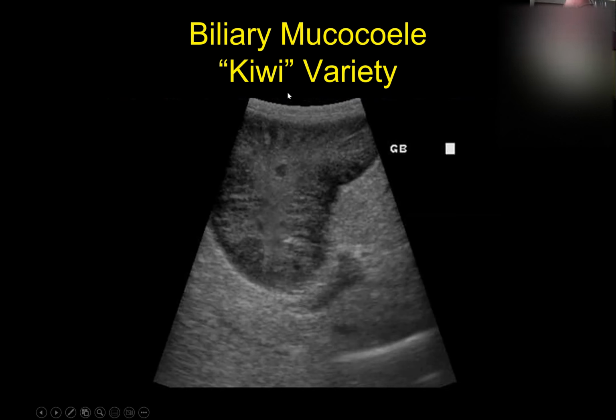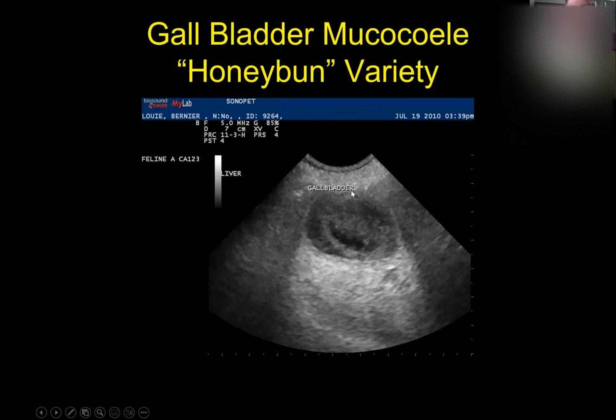And you can see here that people will term those a kiwi fruit variety biliary mucocele. So you can see this is all a gallbladder here, and it's chock full. It's not gravity dependent, but it's chock full of all this debris inside the gallbladder, and it's forming these radiating stellate looking spokes out into the periphery of the gallbladder. Okay. This is called a biliary mucocele. This kind is the kiwi variety. There's other kinds that people term the honey bun variety, where you don't see the spokes, but the gallbladder is chock full of this non-gravity dependent debris.